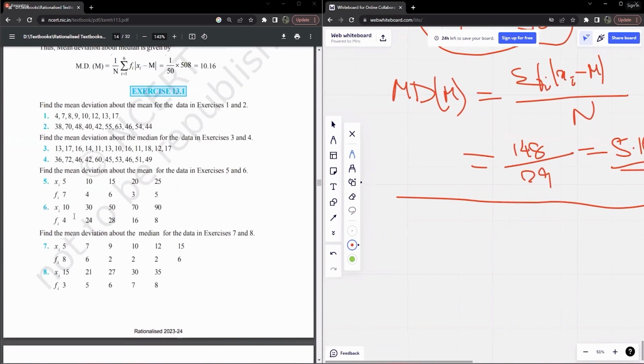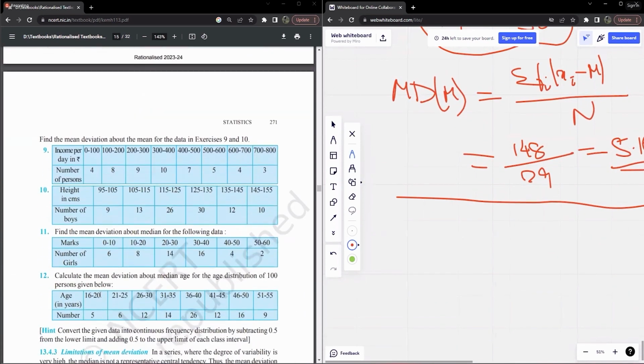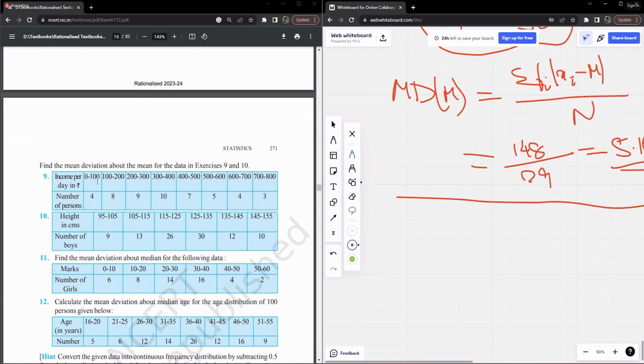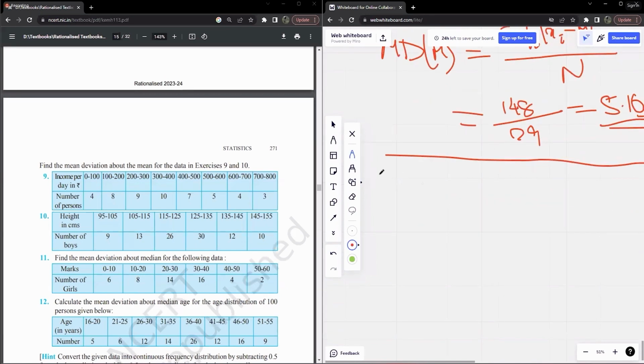NCERT was kind to us. Here, NCERT is not kind. We have the classes themselves from which you have to find out the xi's, and then we have to do things. Remember that if you have the classes like this, xi is basically the lower plus higher divided by 2. Fine. So question number 9.